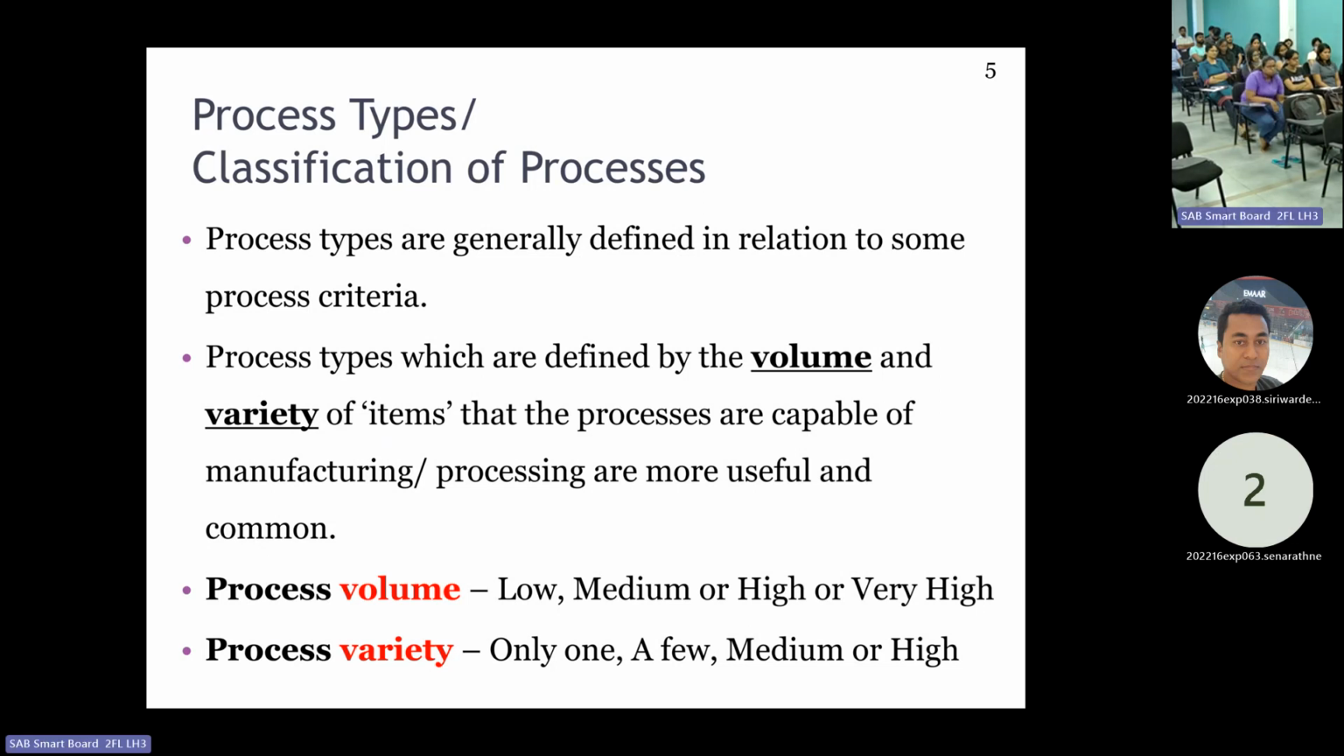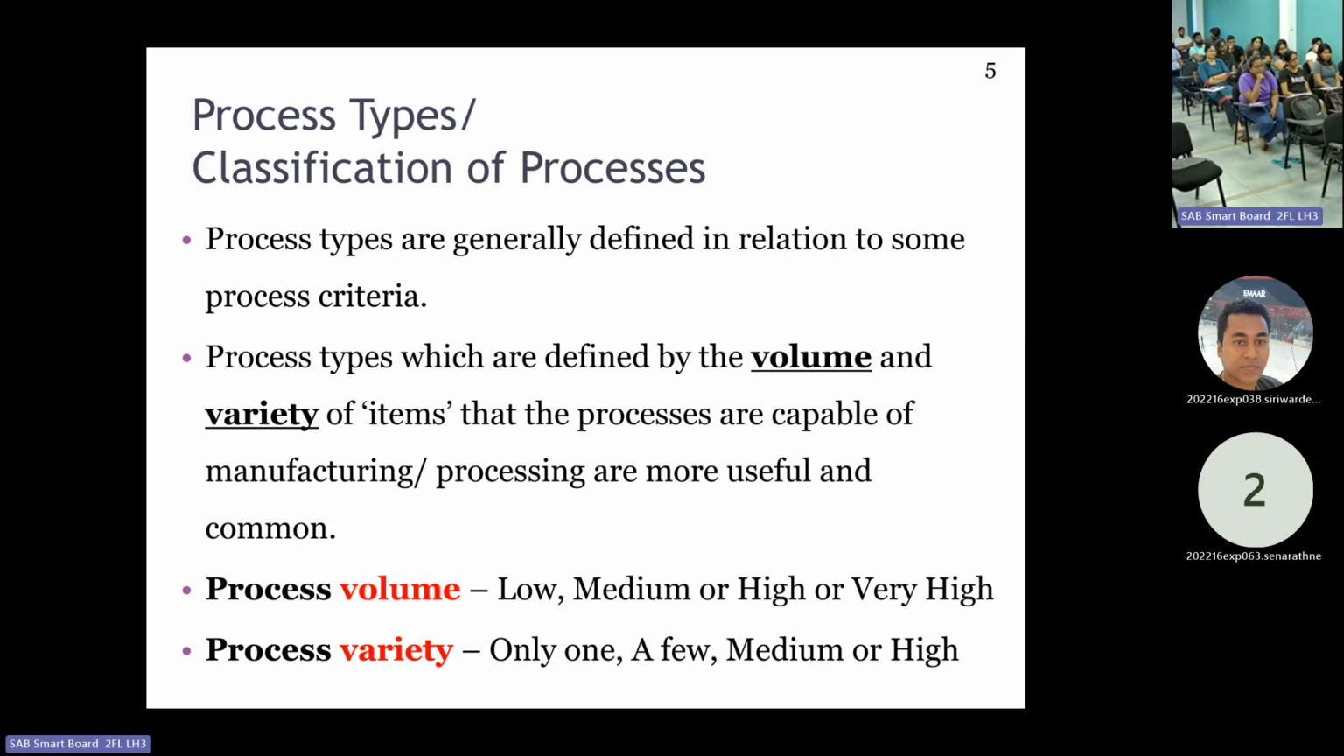As with any other classification, process types are also easier for us when we use some criteria. So as you can see here, to identify different types of processes, two criteria are often used. These are process-related criteria. One is called process volume, and the other is called process variety. Based on process volume, we can divide processes. The other criterion is process variety. It is very simple to understand.